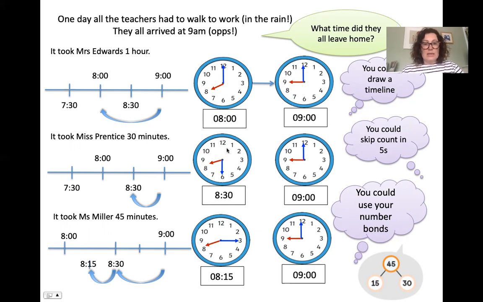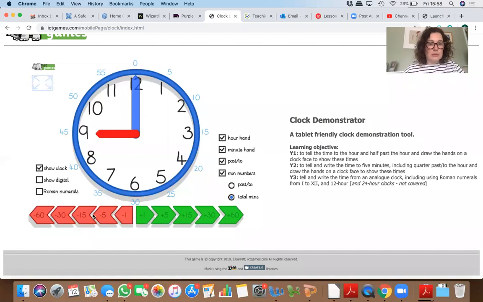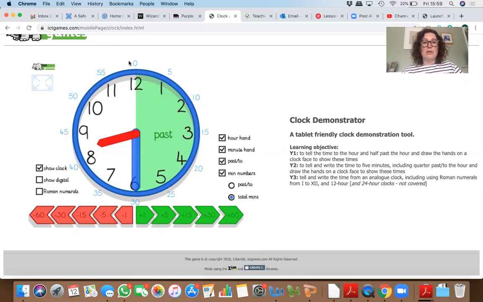So let's have a look at Miss Prentice. It's 9 a.m. Miss Prentice has just arrived, soaking wet. She says, it took me 30 minutes to get here. What time did she set off? Again, you can draw a number line, or you could skip count in 5s backwards. 5, 10, 15, 20, 25, 30. You could use a known fact for that one as well. 30 minutes is half an hour. So if she arrived at 9 a.m., half an hour before that is 8:30. So she left home at 8:30.